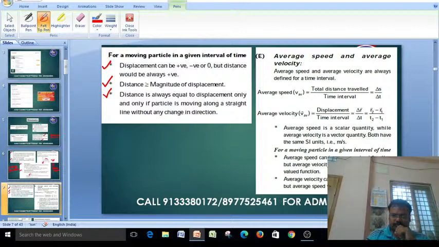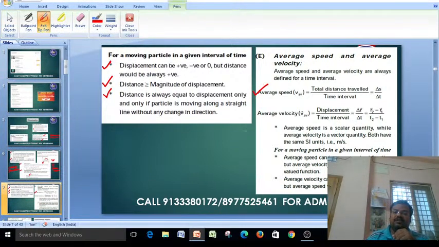Next, average speed and average velocity. Speed is a scalar quantity and velocity is a vector quantity in this case. You know this one. Average speed and average velocity are always defined for a time interval, and in between the time interval we have to calculate. First, let us take average speed. It is the total distance travelled by the particle divided by the time interval. Mathematically, delta S divided by delta T, that is, change in distance divided by change in time.